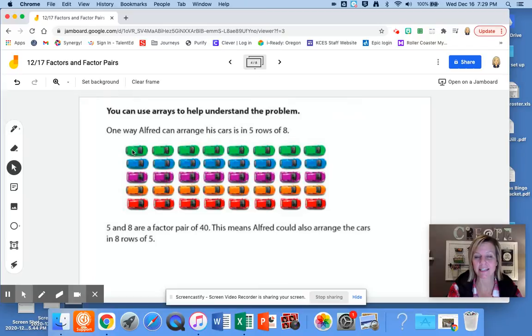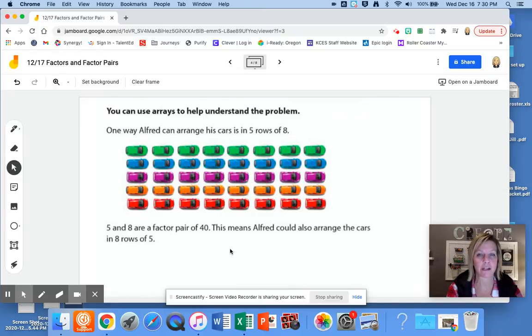If you were to count by 5s, you could go 5, 10, 15, 20, 25, 30, 35, 40. But he did 5 rows of 8. So 5 and 8 are a factor pair of 40. This means Alfred could also arrange his cars into 8 rows of 5. That would look a little different. That picture, instead of having 5 rows, would have 8 rows, and it would only have 5 cars in each of the rows. I know this because 5 times 8 is 40.